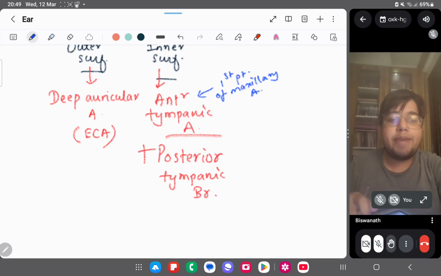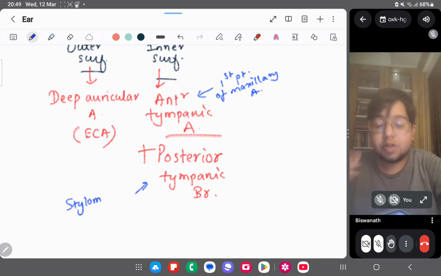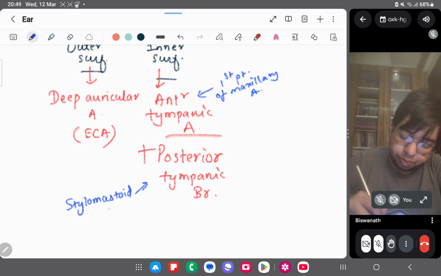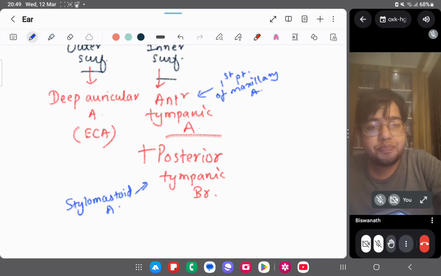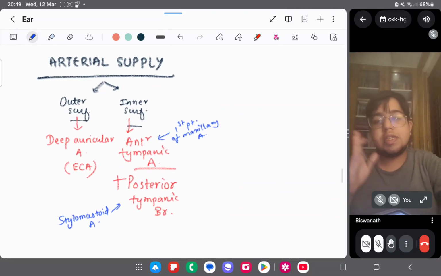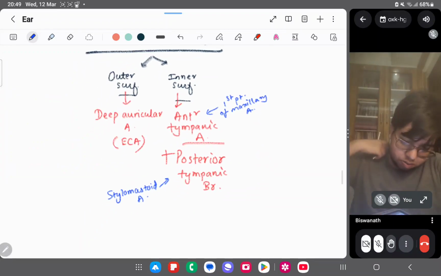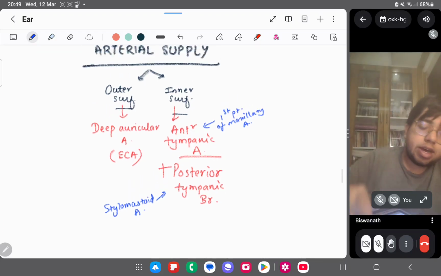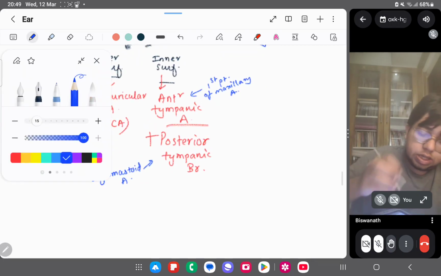And this posterior tympanic branch is a branch of your stylomastoid artery. You all know, the posterior auricular artery gives a branch, the stylomastoid artery, which gives a posterior tympanic branch. Right? This is the arterial supply. What about the venous drainage? Venous drainage is given by the external jugular vein and transverse sinus. If you are not confused, then I will write the venous drainage also, arterial supply plus venous drainage. This was your arterial supply.